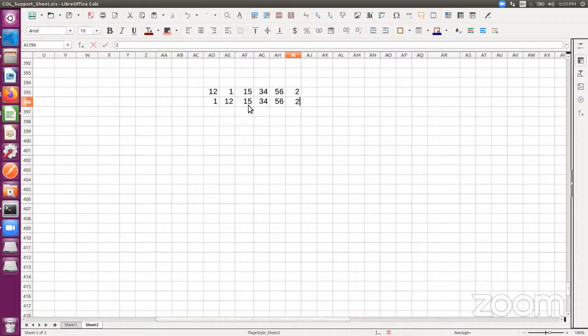15 and 34, are they in order? Yes, they are in order. So go to the next step. 34 and 56, yes, they are in order. So go to the next step. 56 and 2, they are not in order. So swap. So 1, 12, 15, 34, 2 and 56.